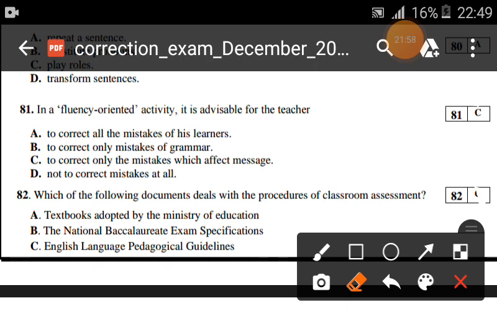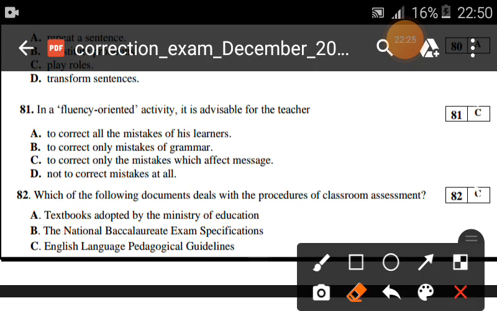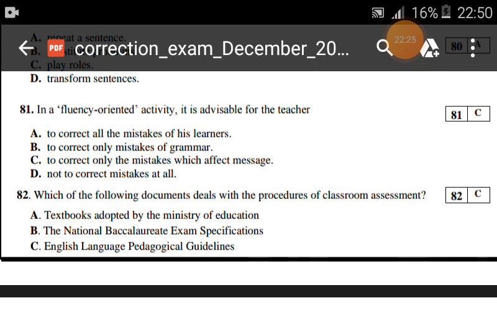The next question, which is 82. Which of the following documents deals with procedures of classroom assessment? A. Textbook adopted by the Ministry of Education. B. The National Baccalaureate Exam Specification. C. English Language Pedagogical Guideline. The right answer here is C. So C is the right answer.